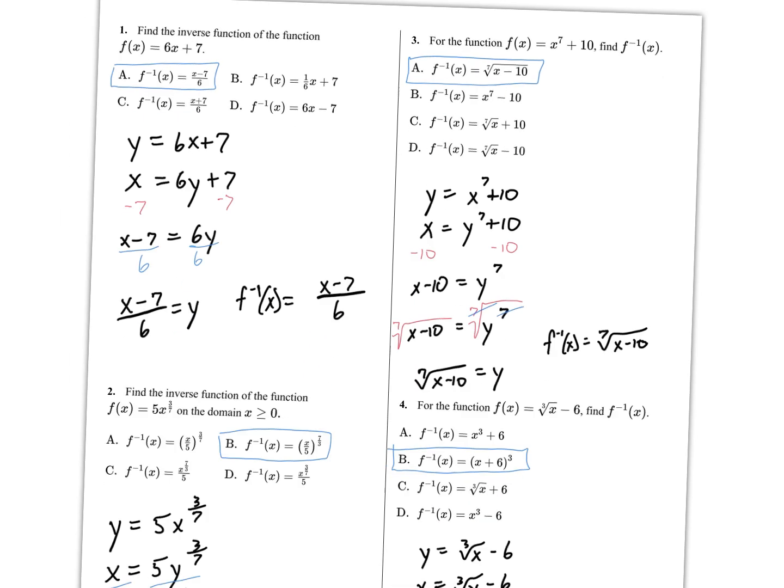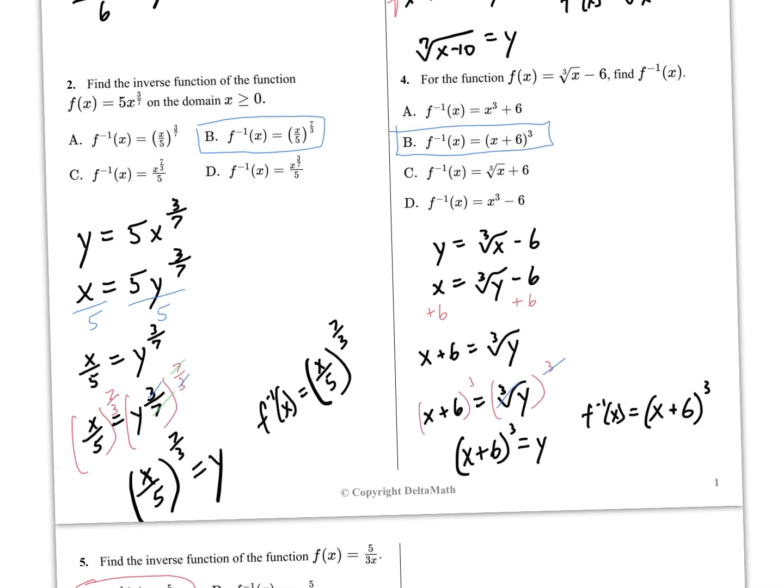Okay, let's go to number 2 here. So in this one again, we have the function f of x equals 5x to the 3/7. So I write it as an equation, y equals 5x to the 3/7. I switch x and y. Now it says x equals 5 times y to the 3/7. Okay, we're trying to solve for y.